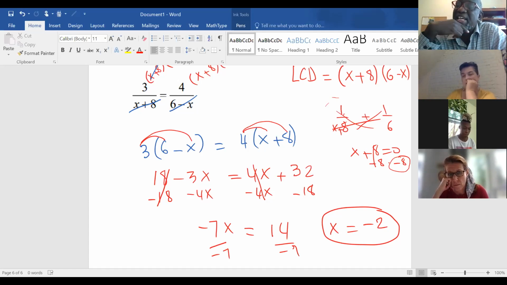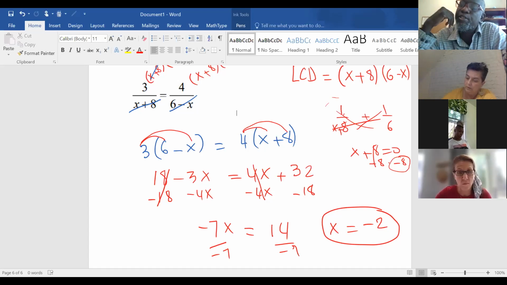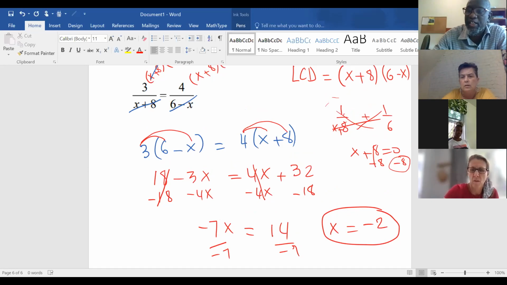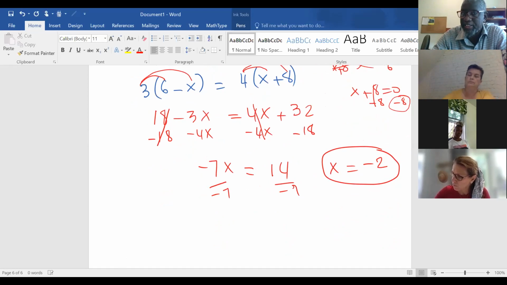Same way for 6 minus x. When x is 6, 6 minus x is 0. 6 minus 6 is 0, right? You see, negative 8 is a prohibited value. 6 is a prohibited value. Whenever you get your final answer, you have to see if it is not a prohibited value, just a quick look, okay? Sometimes that can happen. But first we focus on the process. Again, the process is find the LCD, multiply by the LCD. That is the process, right?